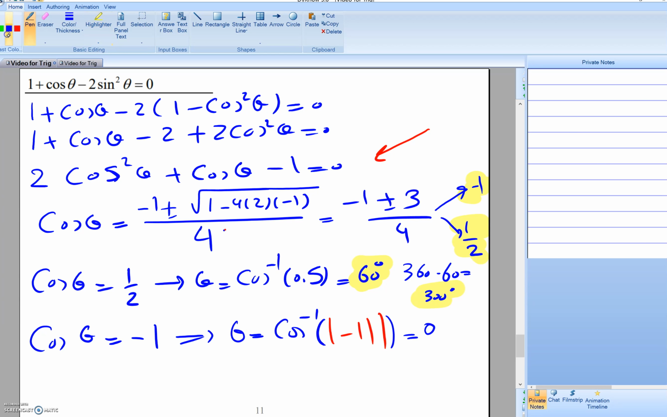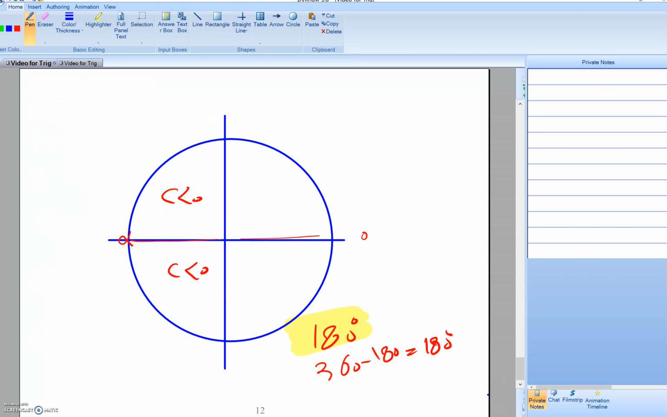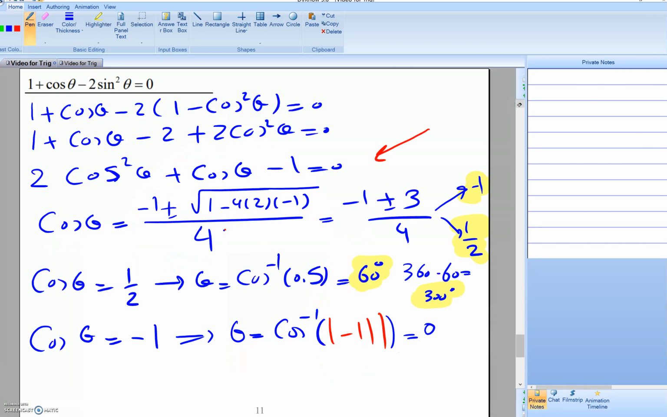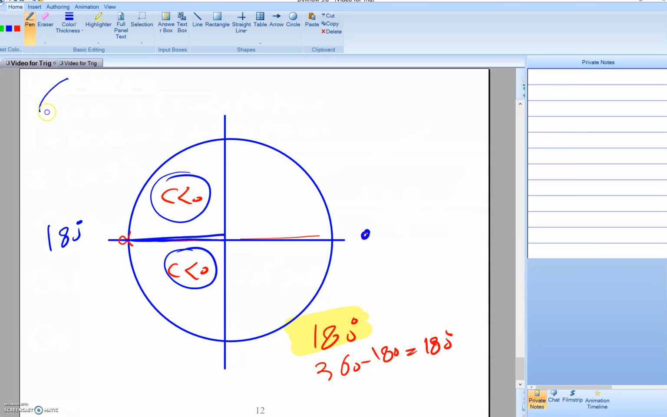How about the other one? The other one is -1. So I use theta equal cosine inverse 1. Okay, so I go here. So when I use 1, my answer is 0, but I know cosine is negative here and here. Okay, so because I use -1, it will be here, 180 degree. So one of the answers is 60 degree, one of the answers is 180 degree, and one of the answers is 300 degree.